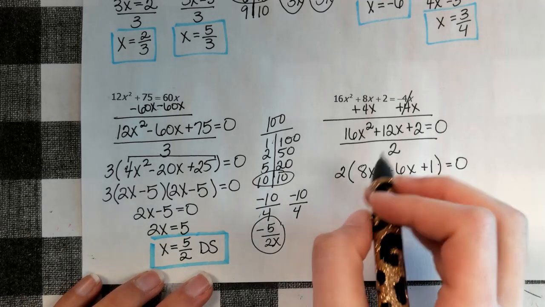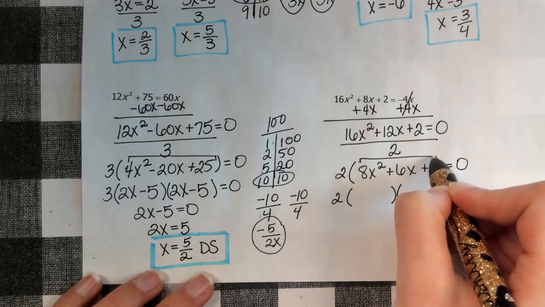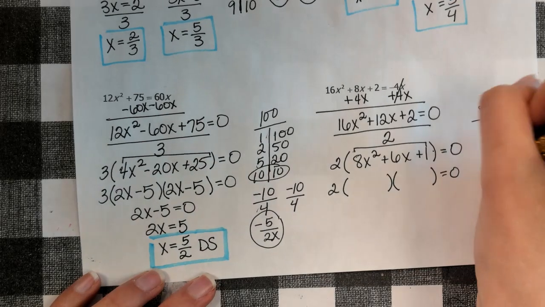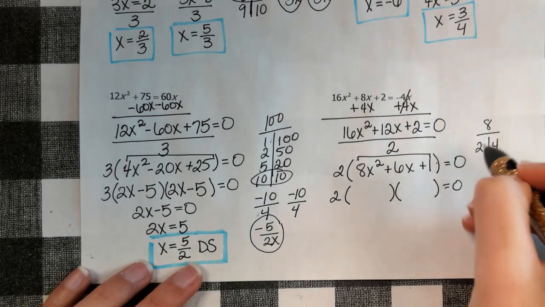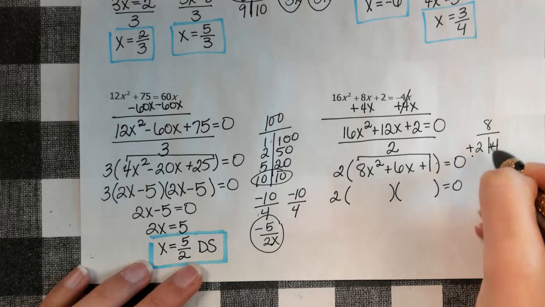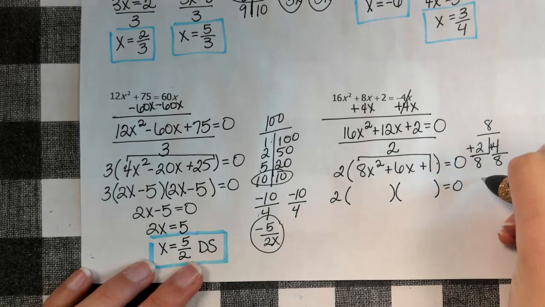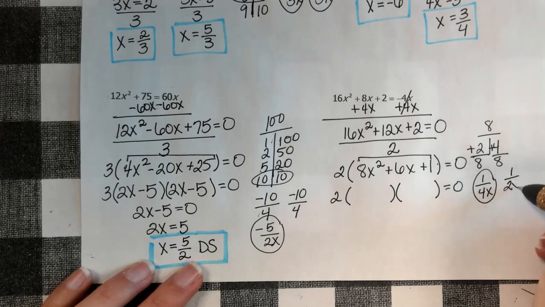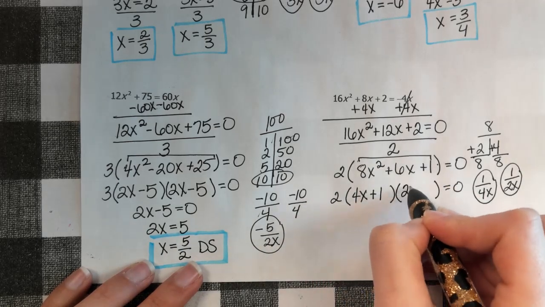So now what do I do? First times last. 8 times 1 gives me 8. Factors of 8 to give me a 6. 4 and 2. Mm-hmm. They're the same sign, but what do I do with them? I divide them by 8. So that gives me 1/4, and then 1/2. So I have 4x plus 1 and 2x plus 1.